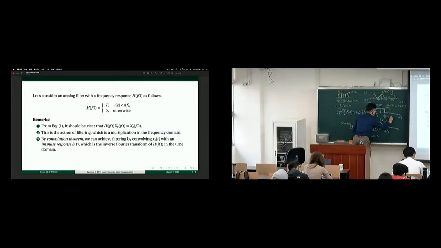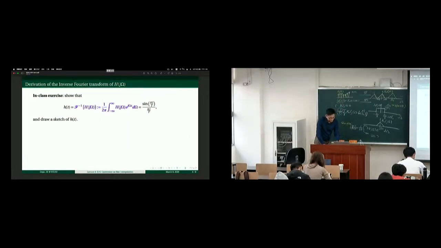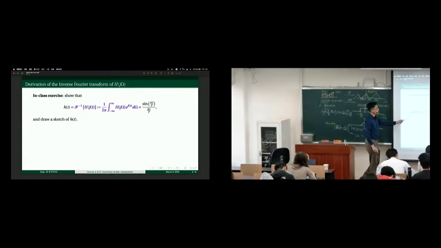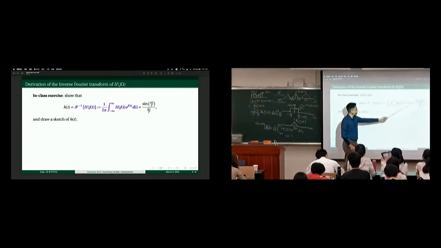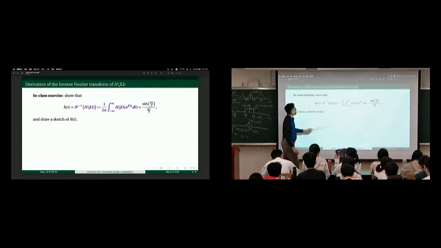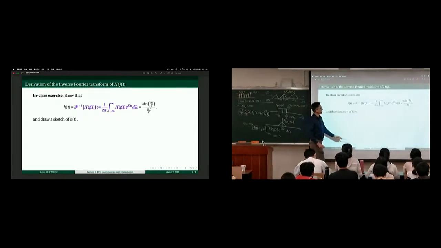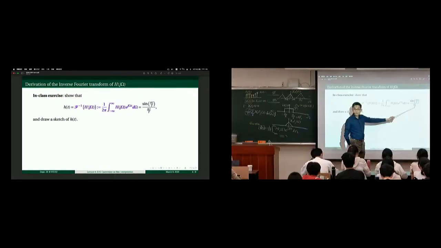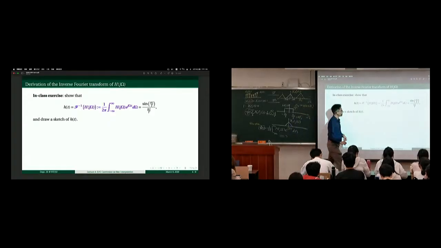Okay, let's do a bit of a calculation. I've shown you the result, so just jump to the conclusion. The result will be sine of pi t divided by big T, over pi t divided by big T. Then we are going to show this.